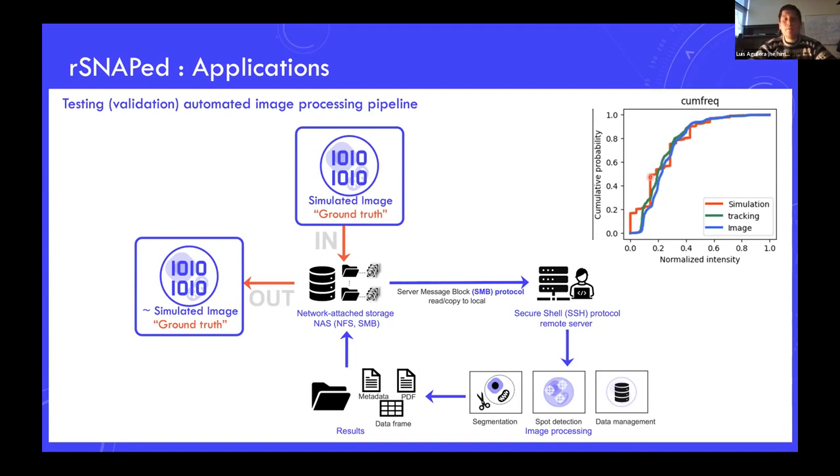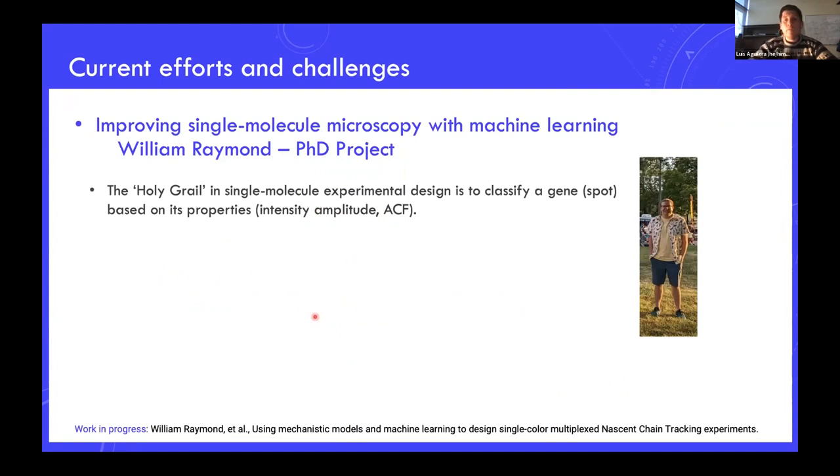So we have a quantitative way to test if the whole code is working well. Finally, in the last 2 minutes, I'm gonna talk about the current efforts and challenges that we have. So we are trying to improve single molecule microscopy with machine learning. This is William Raymond's PhD project.